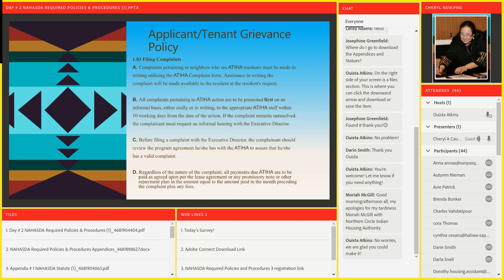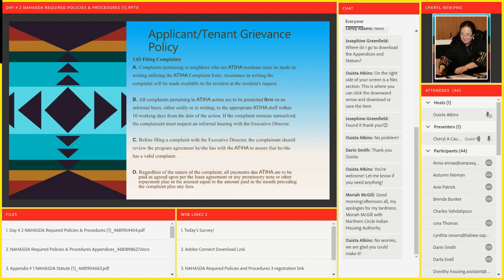Complaints pertaining to neighbors who are ATIHA residents must be made in writing using a complaint form. Okay, this is very, very important. You guys need to develop a complaint form, and anytime you make a complaint or you receive a complaint, make sure that it's in writing. If they won't take the step to put that thing in writing, then you shouldn't be dealing with it. Now, should it be somebody who has trouble, they could be a functional illiterate, whatever the reason, you can have a staff member help them write that complaint form out, but make sure that it is in writing, okay?